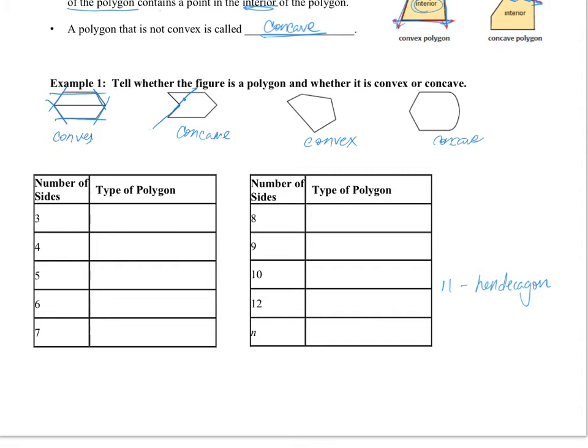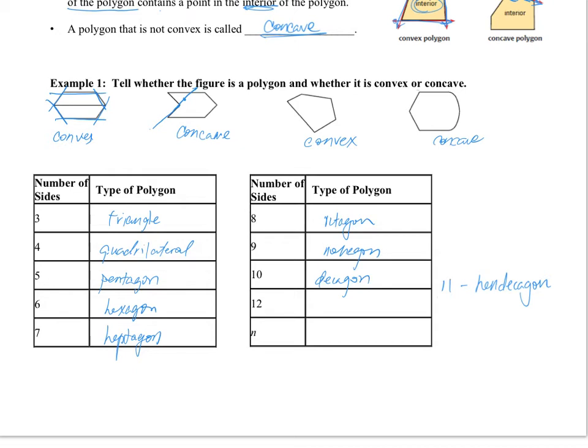Now, let's look at the names of types of polygons. So if you have 3 sides, triangle, very familiar. 4 sides, quadrilateral. 5 sides, pentagon. 6 sides, hexagon. 7 sides, heptagon. 8 sides, octagon. 9 sides, nonagon. 10 sides, decagon.